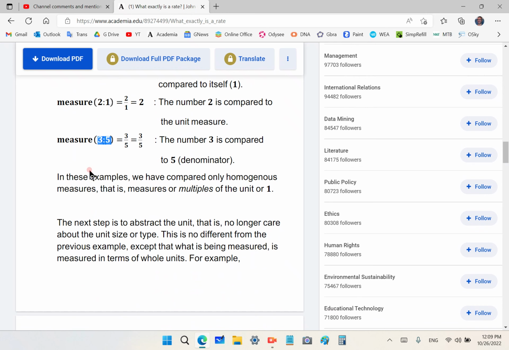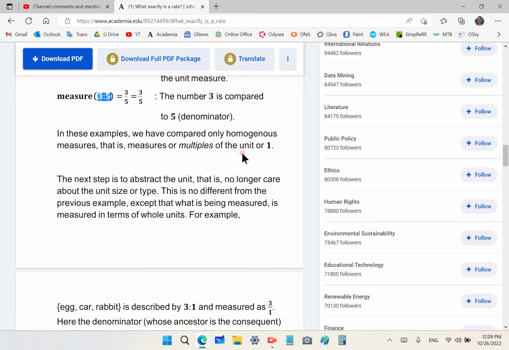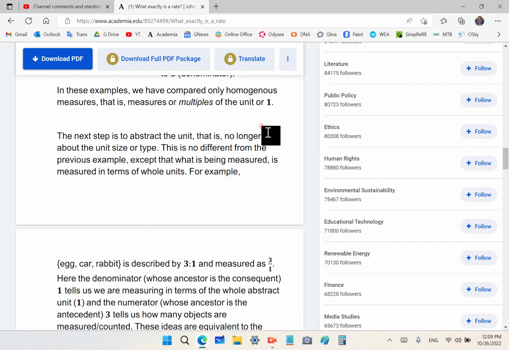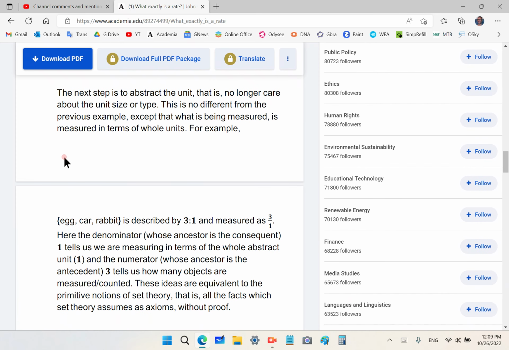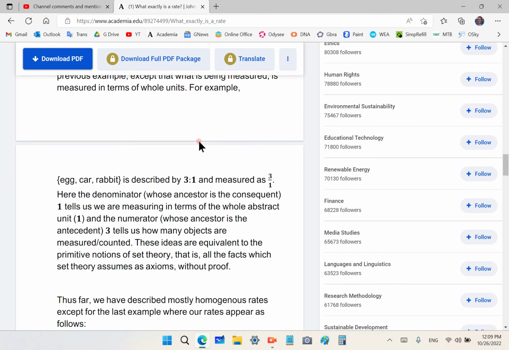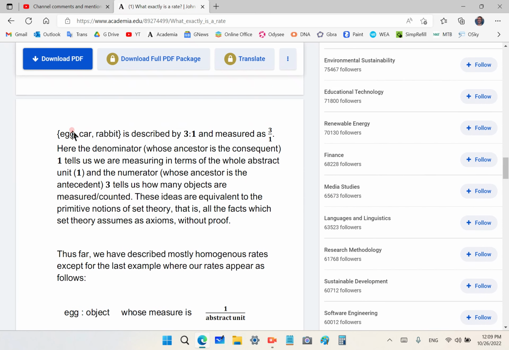So in these examples, we have compared only the same kind of magnitudes, all right? So multiples of the unit or 1, and that's what you typically come to understand as whole numbers when you begin to learn about arithmetic and so on. Now, the next step is to abstract the unit. That is, no longer to care about the unit size or the type. And this is of course different from the previous example, because what is being measured in the previous example are whole units.